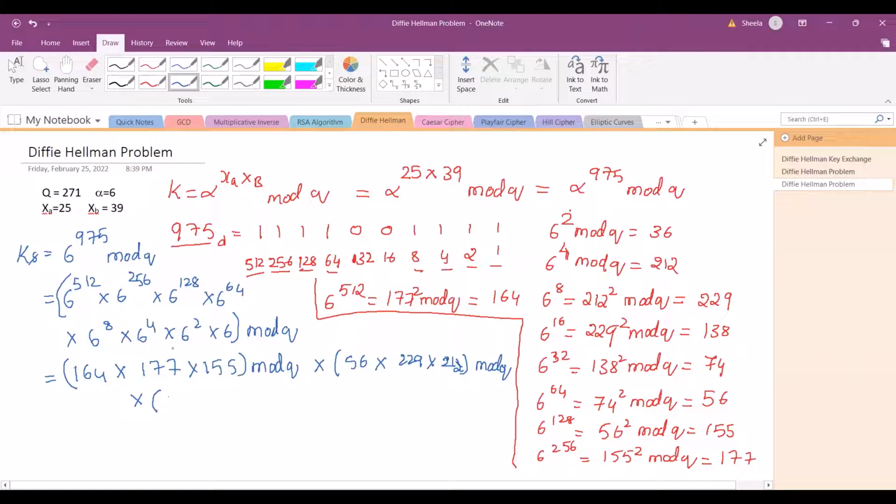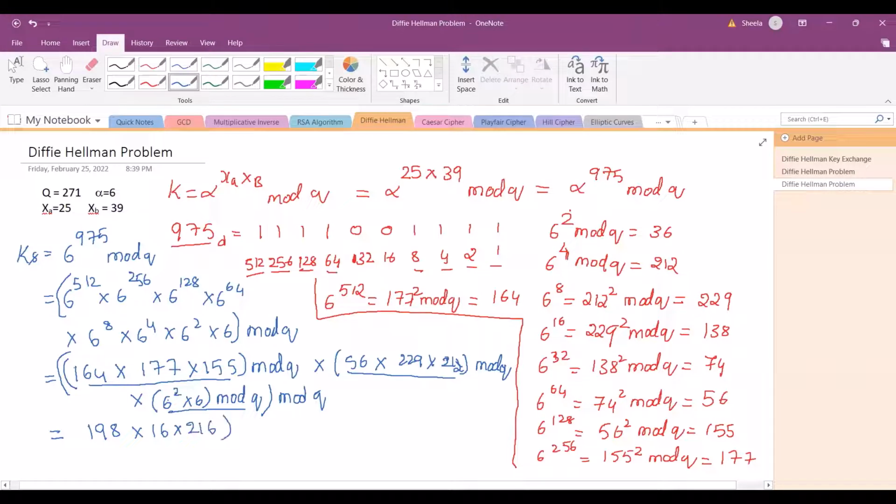Sorry, I have used 6 raised to 512, 256 and 128 as 164, 177 and 155, and similarly 6 raised to 64, 8 and 4 I have considered. The left out thing is 6 square into 6 mod q. After this, I'll multiply all these results and once again take mod q. So for the first term, after taking mod, the answer is 198. For the second term, I get 16. And for the third term, I get 216.